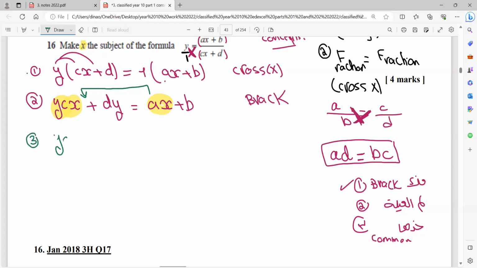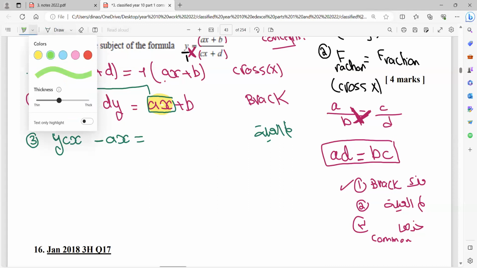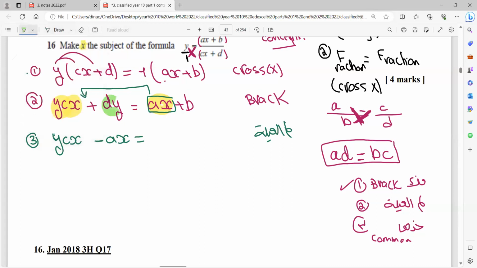So ycx as it is. And then when I move this term, please remember it moves as a whole. Of course this term is positive, so I move it as negative. That's the step of collect the family. And then all the terms that do not contain the letter x, put them on the other side. Okay, I'll take this and put it here. So b minus dy.